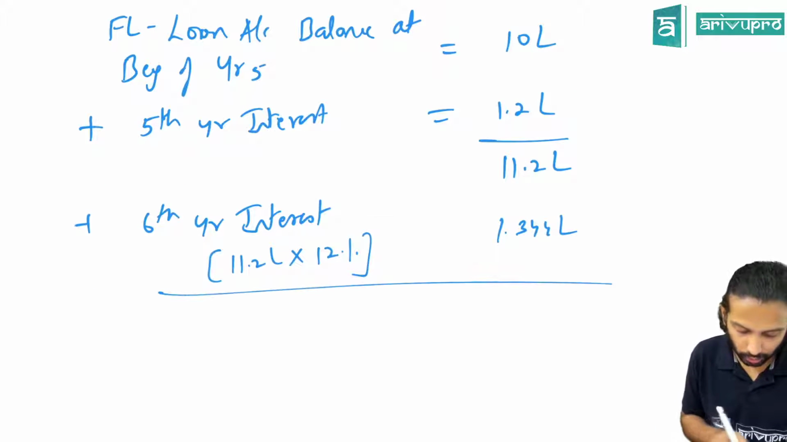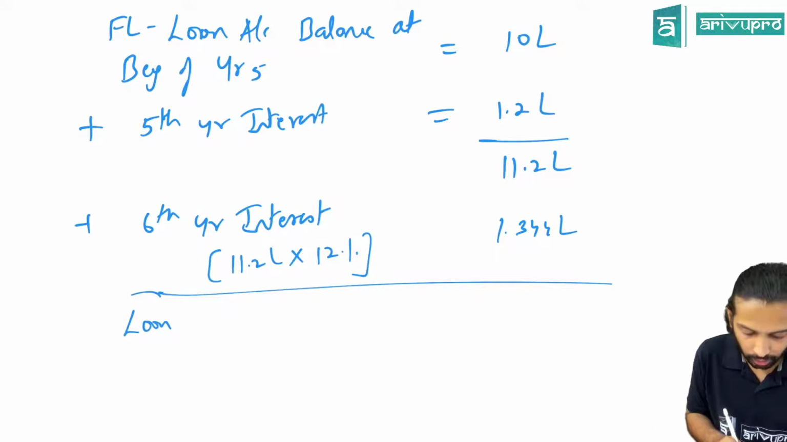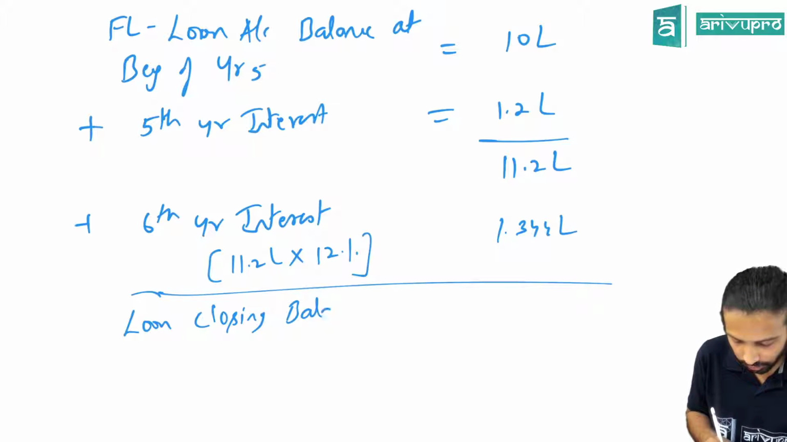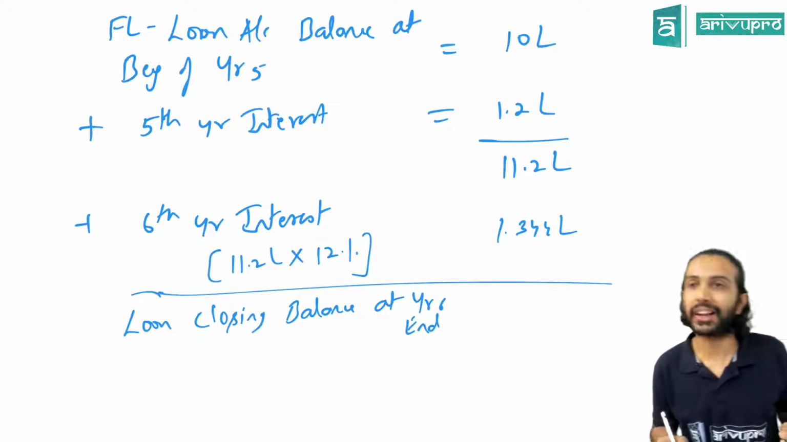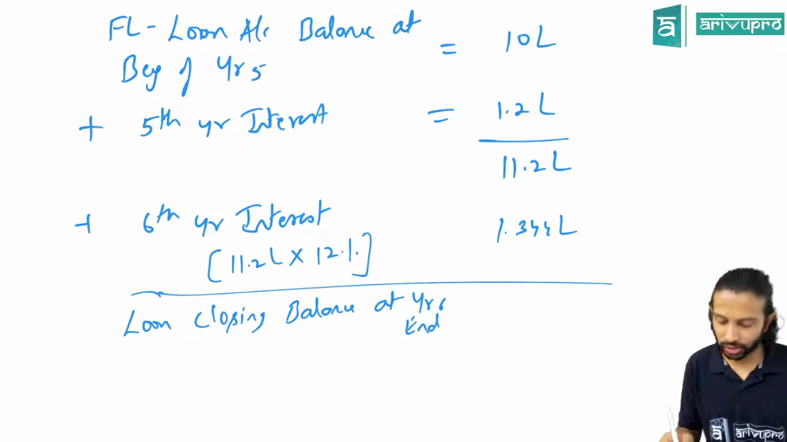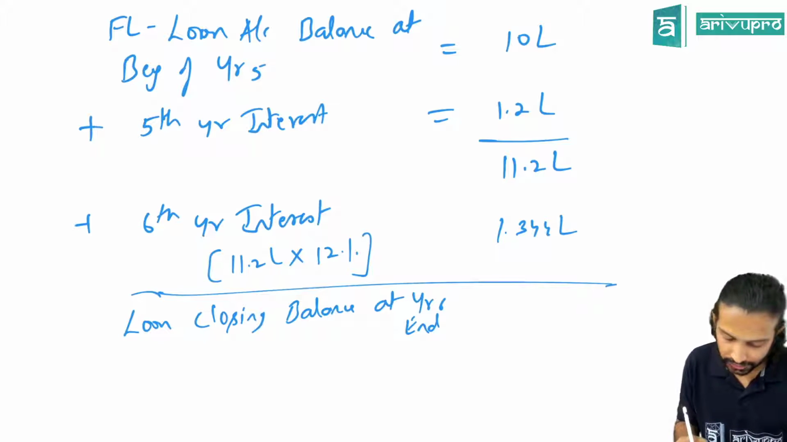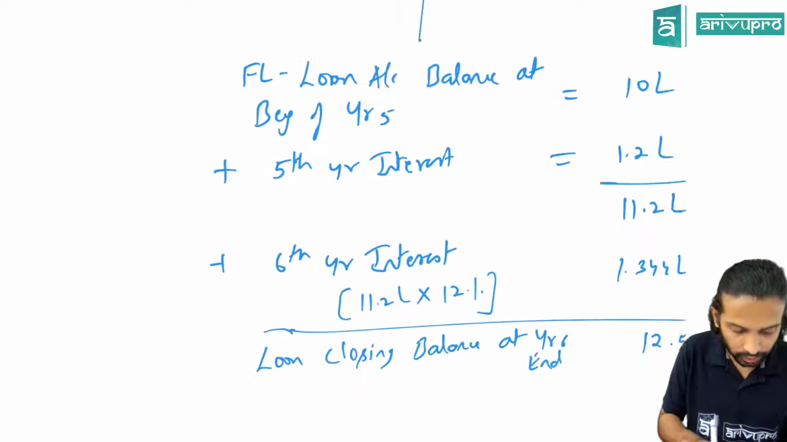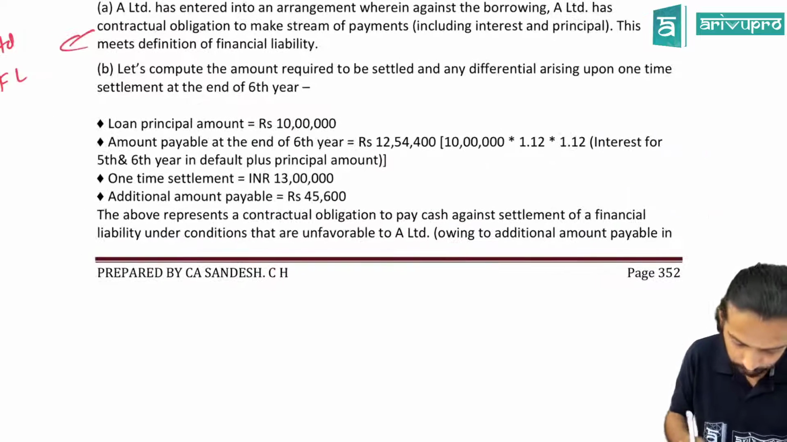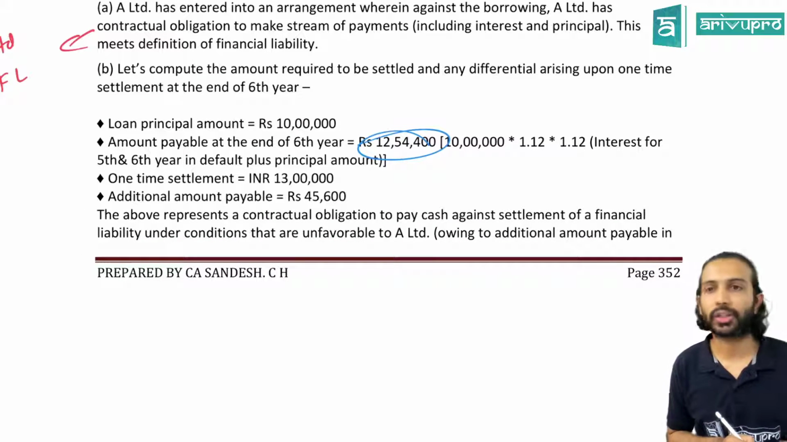That means what is the loan closing balance? 12.5. Loan closing balance at year 6 end, can I write? 6th year, we are settling, no? Hence I am taking 6th year end balance. Are we fine? How much will be that? 12.544. That's how they got this 12.544 in one liner. Is it okay?